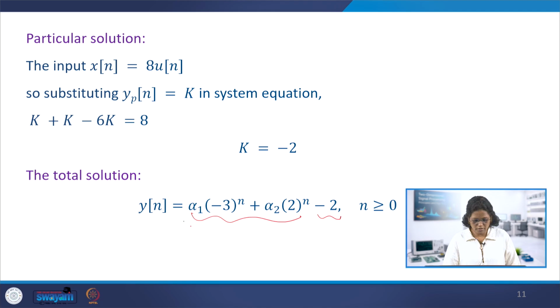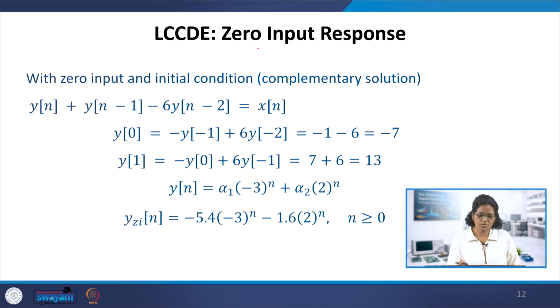So, taking this equation, this is for the total solution. Now we will find out the zero input response first and then the zero state response. The zero input response is with zero input and initial conditions, and this is the complementary solution. So, the input is 0 to find the zero input response, so x of n should be made 0. So, what is the equation which we got?